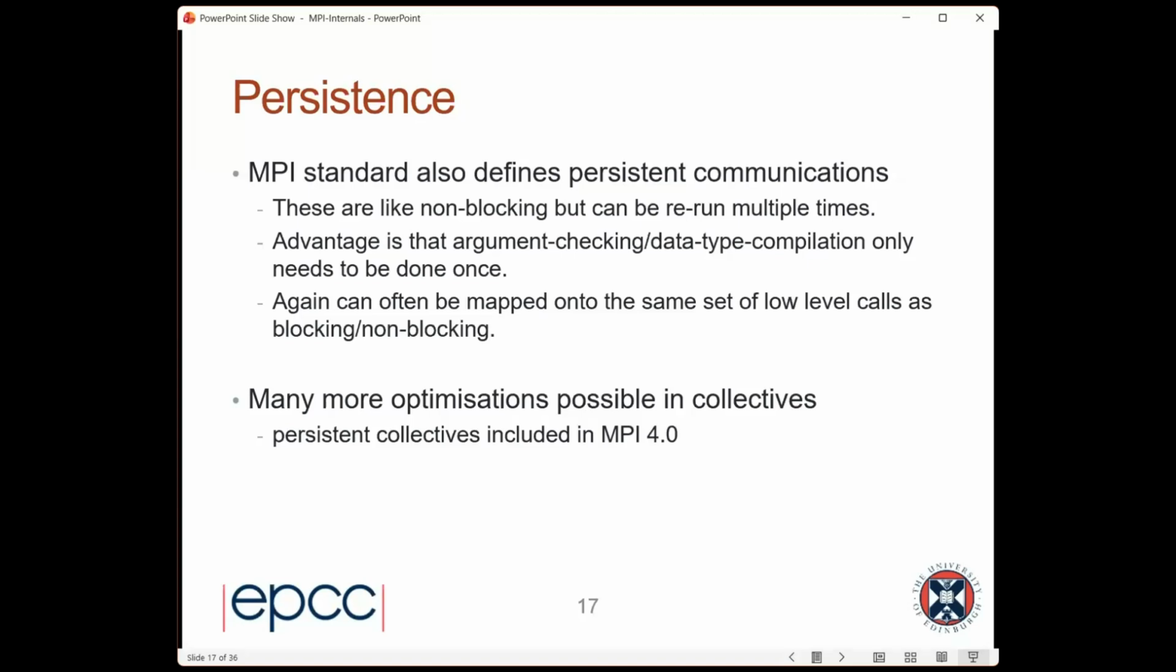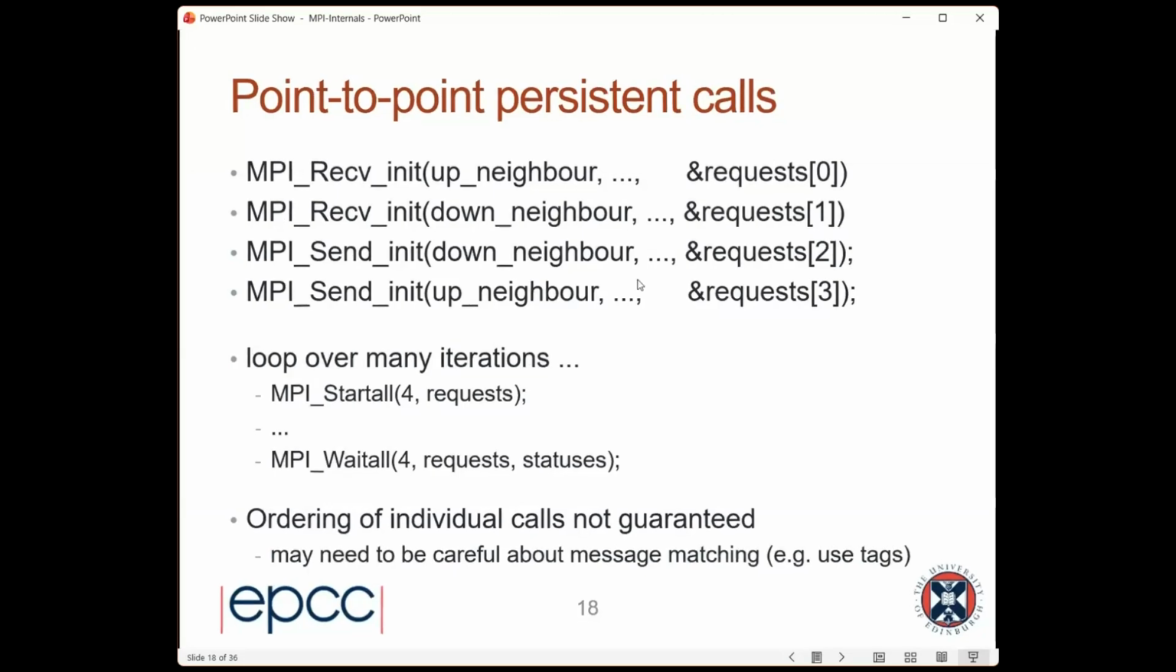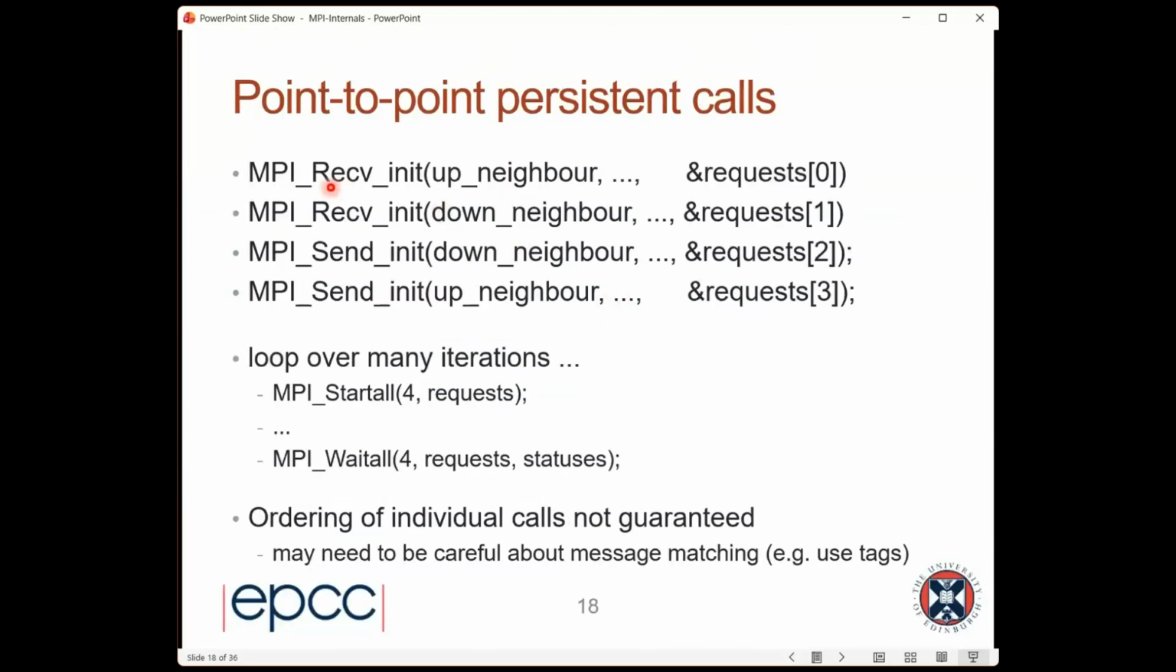So that's persistence. The way that point-to-point persistent calls work, if I use the same example here, is that instead of doing the receive call, you call MPI receive init with all the same parameters, and that doesn't perform the receive. It tells MPI, I'm going to issue this sometime in the future, and you get back a request handle which identifies this persistent communication.